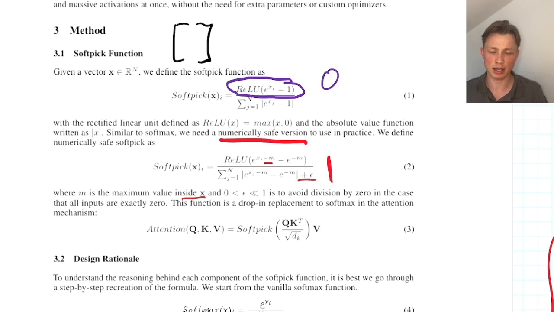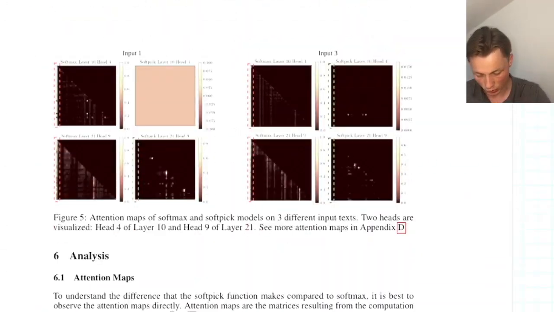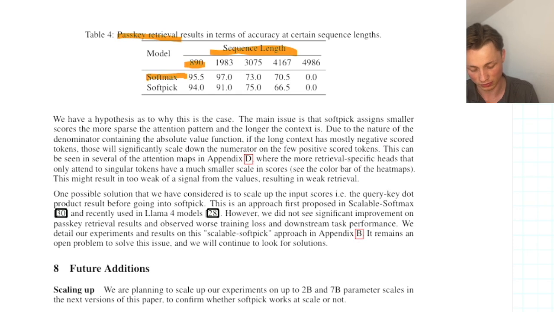So if one token has zero attention to another token, all the other attention values get smaller because the denominator still increases. If we have a very long sequence and just a few tokens that we have to put attention to, this can be a problem, and this is maybe why the passkey retrieval task with Softpick is worse compared to Softmax. And we can see that if we have a higher sequence length, this effect gets even larger.